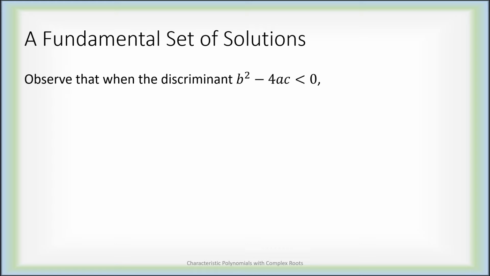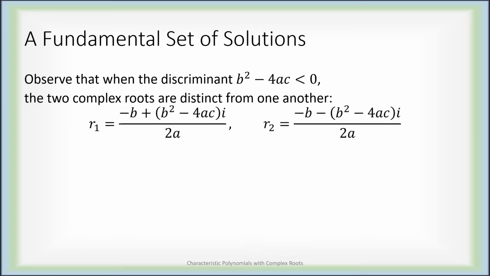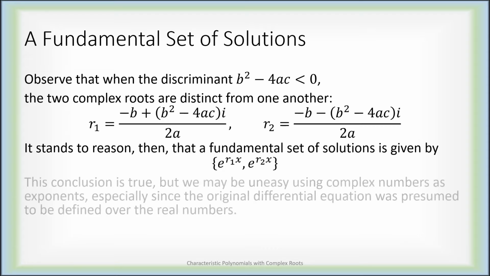Now when the discriminant is negative, b squared minus 4ac is negative, the two complex roots are definitely distinct from one another, okay? Because on the one hand I have plus the square root of the discriminant times i, and on the other I have minus it, and that isn't 0. So it stands to reason that a fundamental set of solutions can in fact be given the same way, e to the r1x, e to the r2x.